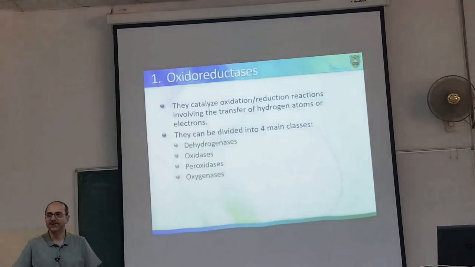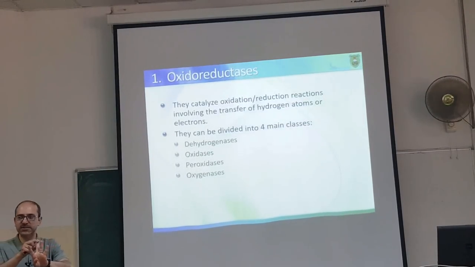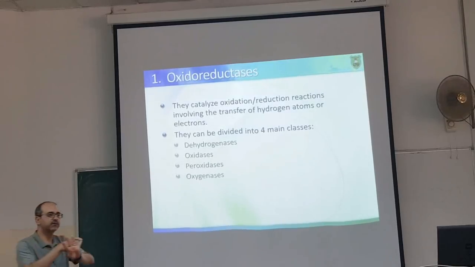Alright, so we have four subclasses: dehydrogenases, oxidases, peroxidases, and oxygenases.